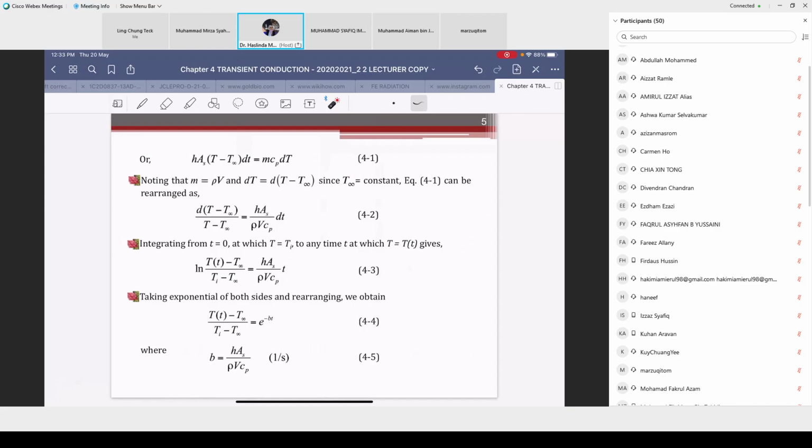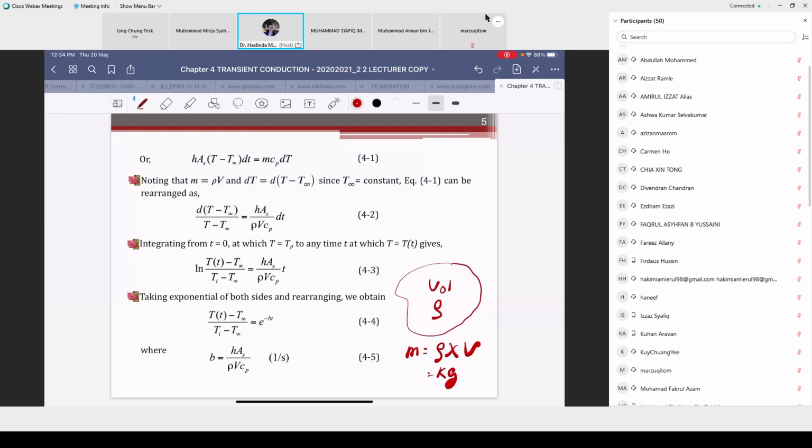Noting that m is density times volume of a body. Right? Now let me draw this. This is your solid material. And then the mass we don't know, but we know the volume and we also know the density of the medium. So it is very easy for us to calculate the mass, that is density times the volume. So the unit is kilogram.